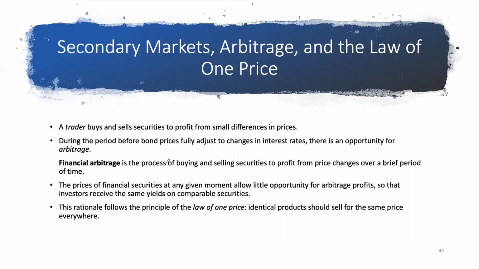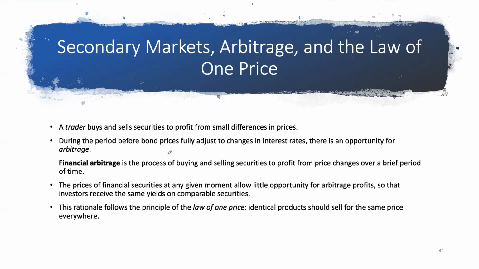When a new bond is issued at a higher interest rate, let's say, the price of existing bonds needs to fall, right? They don't fall immediately. There is a lag between when that information hits the market and for the market to react and to price in this change. So there is a lag and there is an opportunity for an arbitrage, right? Financial arbitrage is basically buying and selling securities to profit from price changes over a small period of time, right?